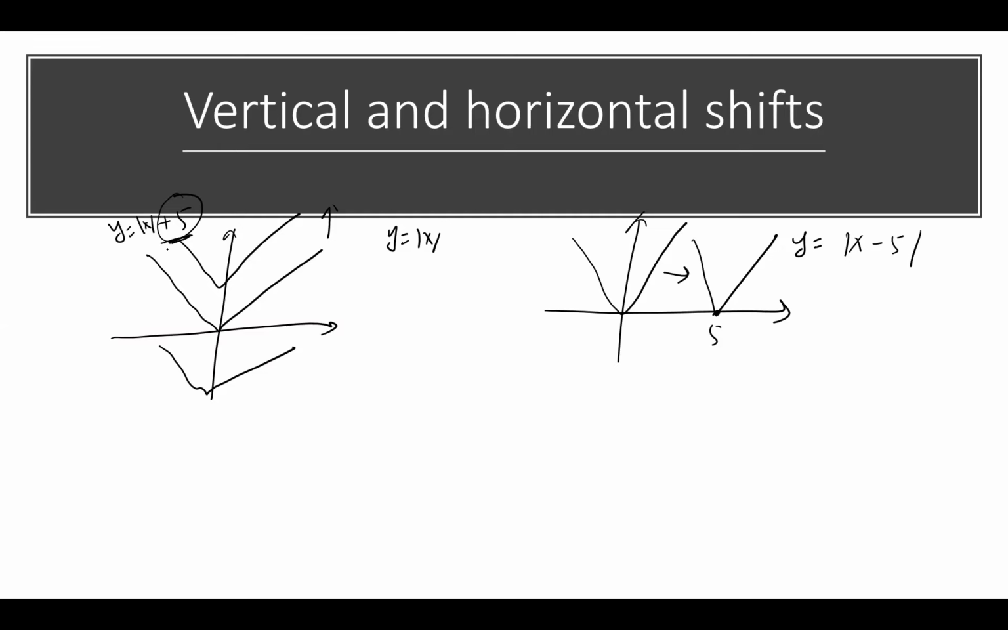So if you just look at the expression here, adding a positive number would shift the curve, the graph of the function. If it's positive and it adds to the value of y, then it's shifting upwards. However, if we want to shift the graph towards the right, then we need to subtract 5. So that's something just to keep in mind.